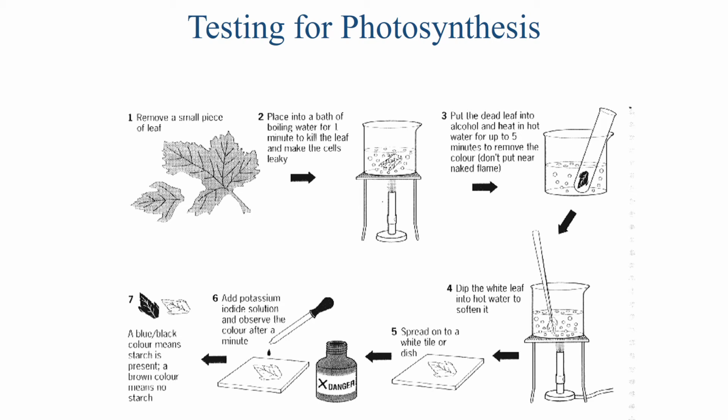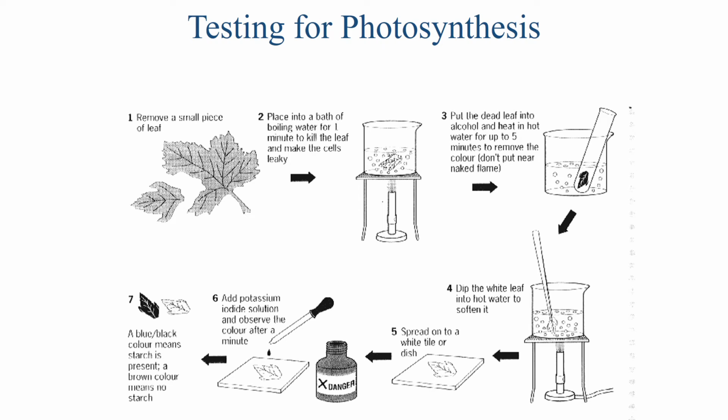We then dip the leaf into the hot water again to soften it, because the alcohol has dried it out and made it quite rigid. And if we try and then unfold it, it will break up into pieces. So we're going to swish it around in the hot water. Doesn't need to be boiling, so it's nice and soft. Then we're literally going to flatten it out on a nice white tile, spreading it out so it is as flat as possible. Dab off any excess water, and then we're going to add iodine.